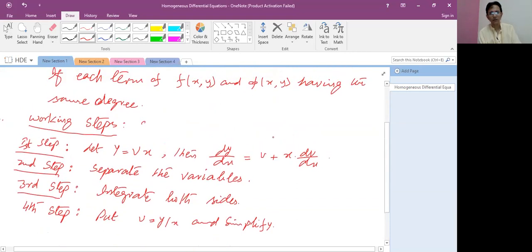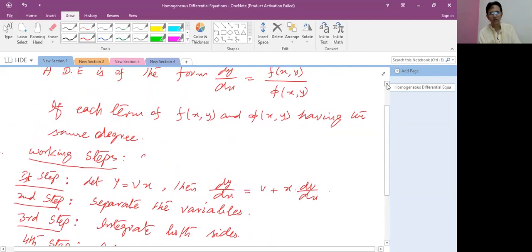The first step is: let y equals vx, then dy over dx equals v plus x into dv over dx. It means when you find the derivative using the product rule, you find the result.